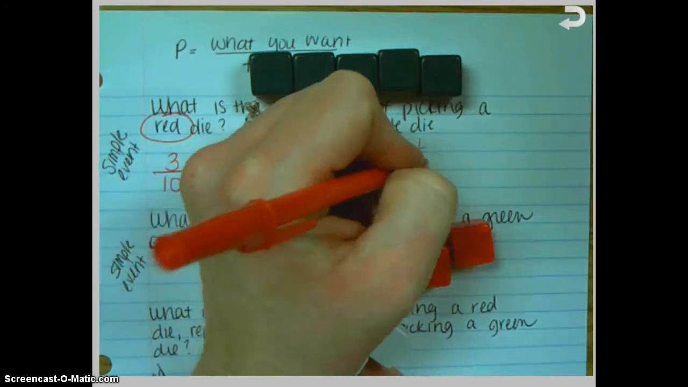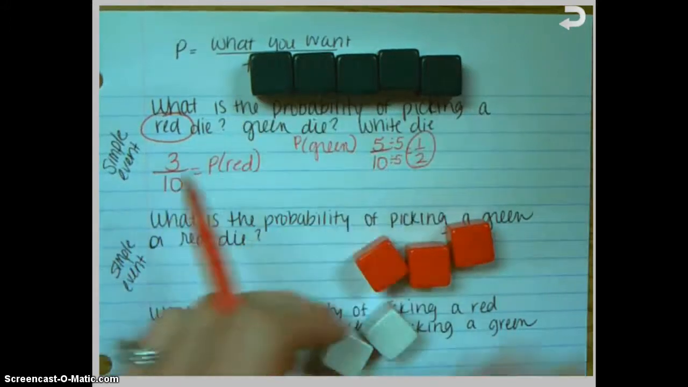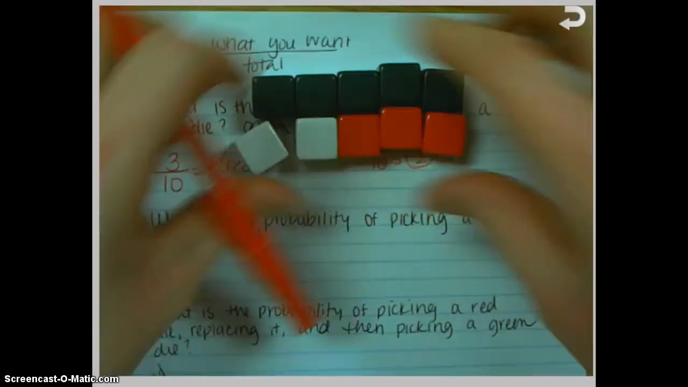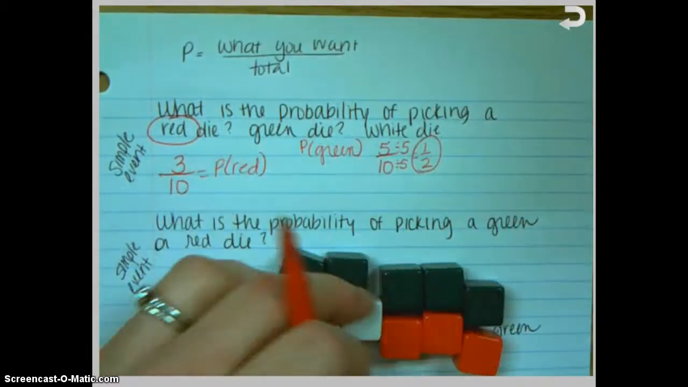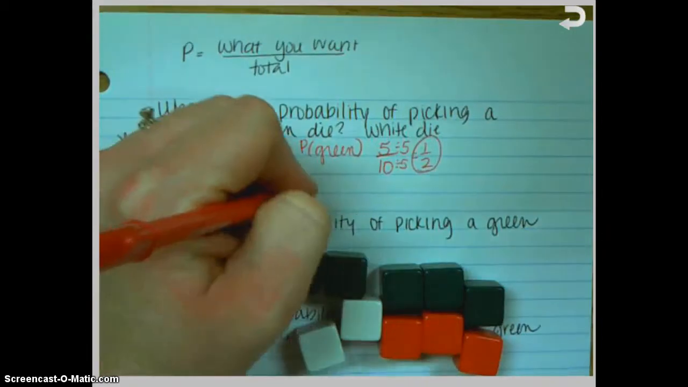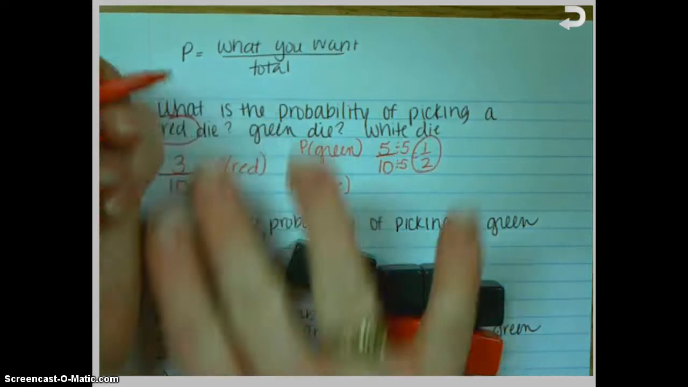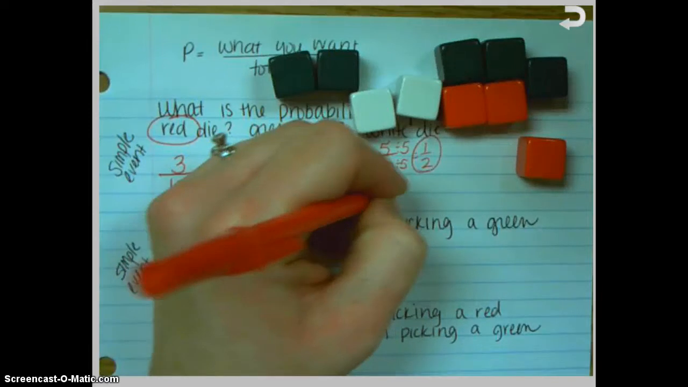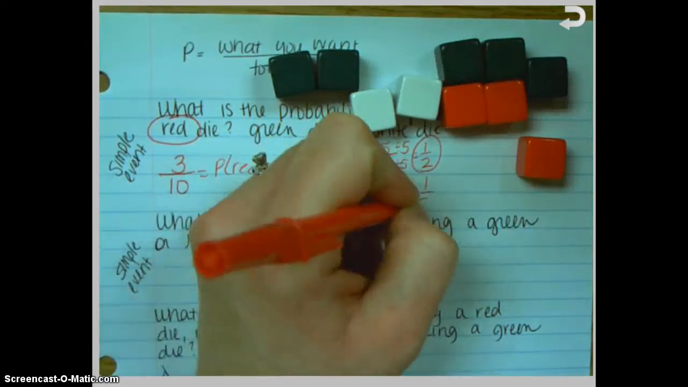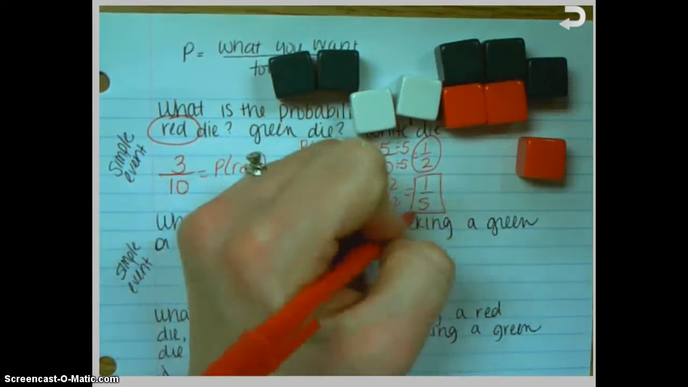And I'll get 1/2. So my probability of picking green would be 1/2 because green makes up half of the dice. Well, what about a white die? So now I need the probability of white. I have 2 whites out of 10 total. That would be 1 out of 5, 1/5.